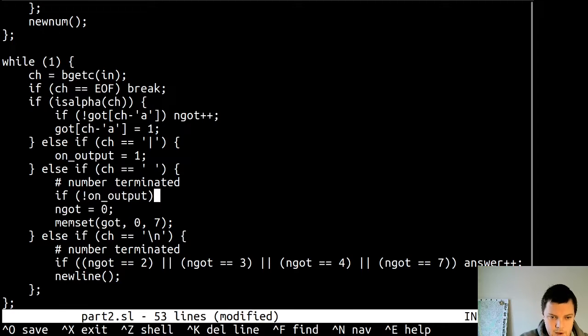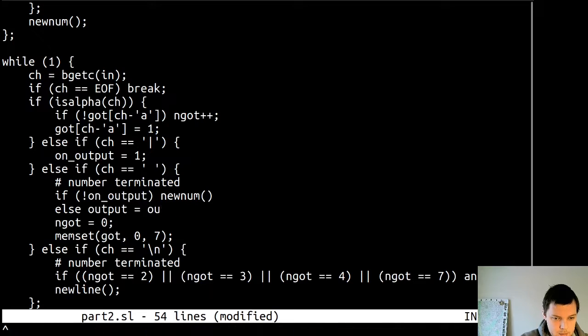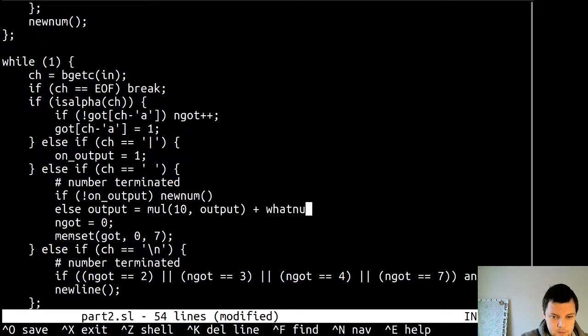If we're not on the output, we want a new number. Otherwise, we want to try to work out what number this is and then do what with it? We needed to add up all the output values, didn't we? So this output is this output times 10 plus, what number are we on?